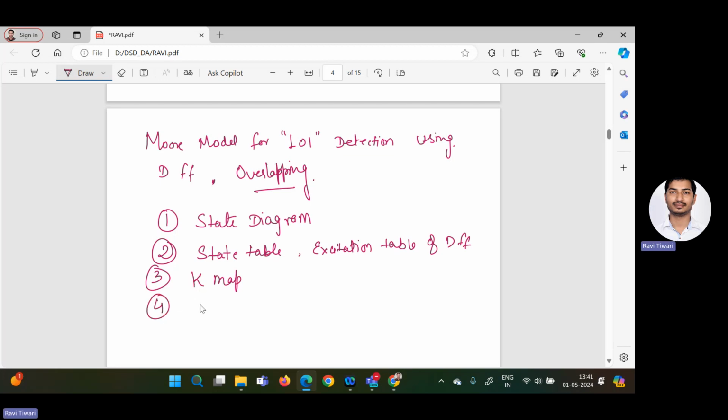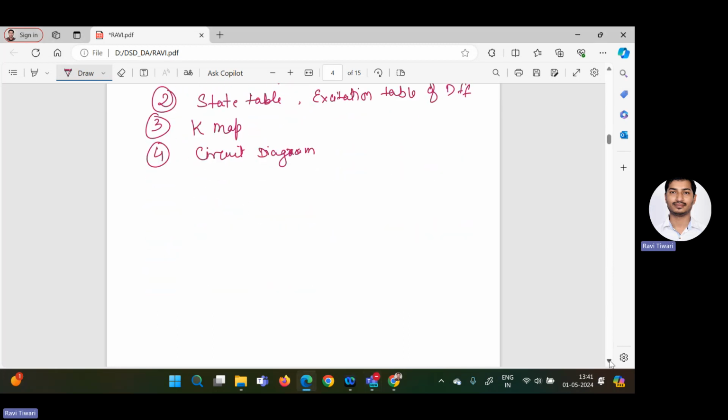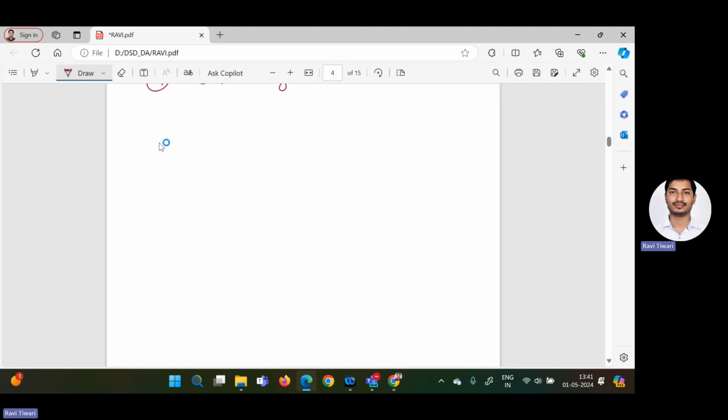In the last step, we will design the circuit diagram. That is our 4 steps. And for this question, we start from the first step, that is the designing of the state diagram. So let's see how we can draw the state diagram for 101.